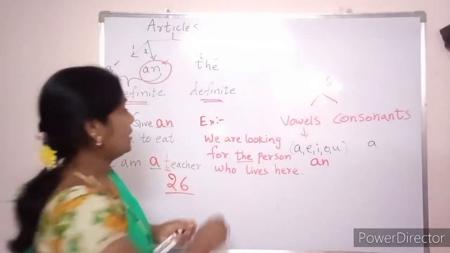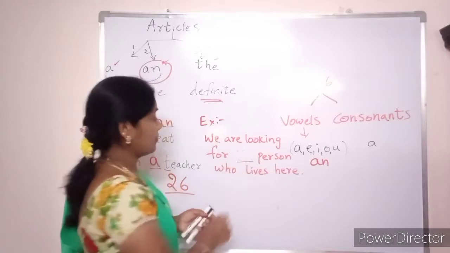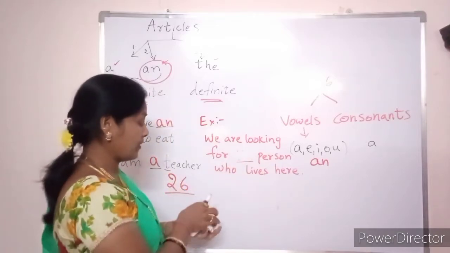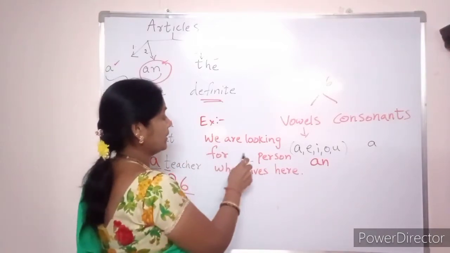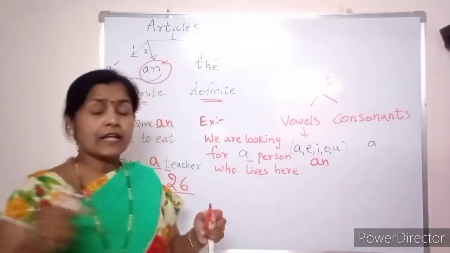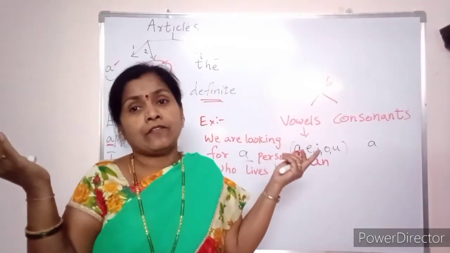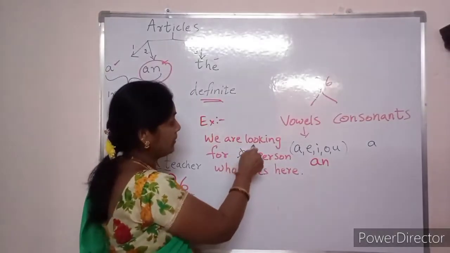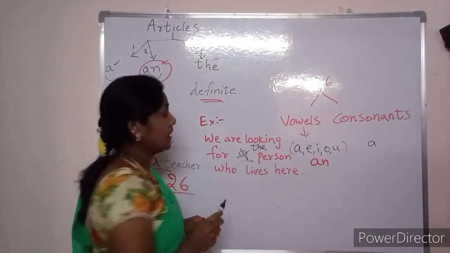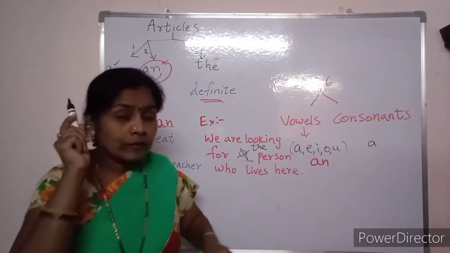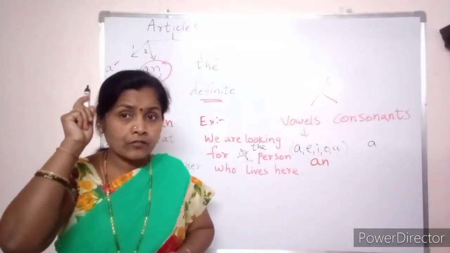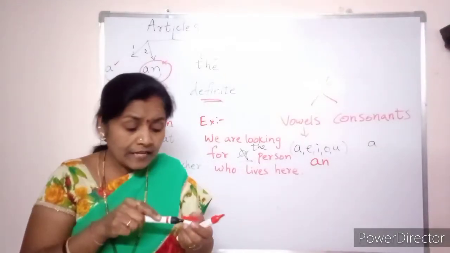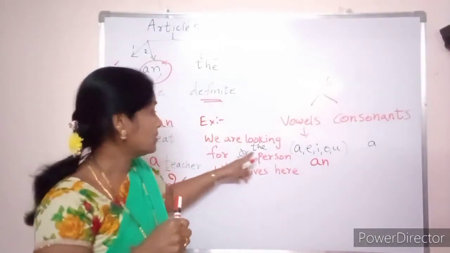Now see, suppose I write: we are looking for a person who lives here. If I write a, it means I am not specific about anyone. If instead I write the, that means I am looking for a particular person. So in such cases you should use the.